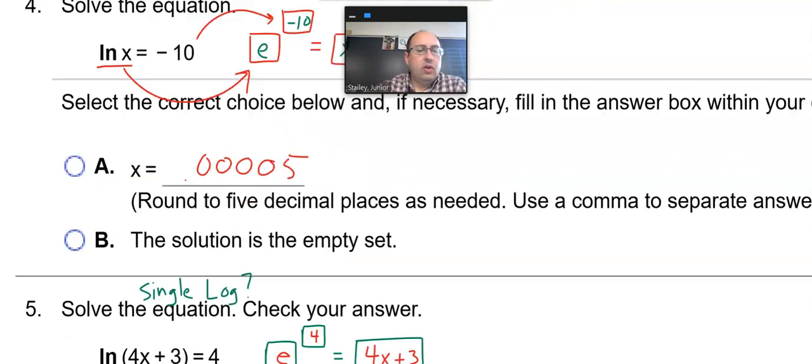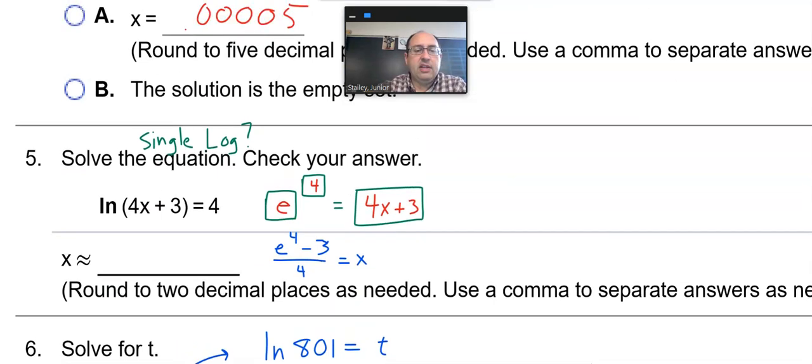Definitely. Okay, question 5. Is it a single log? Yes, it is. How about that? So now we can change it into its exponential form. The base is e. The exponent is 4. What's it equal to? 4x plus 3. Now, e to the 4th is a nasty number. But in order to get x by itself, we're going to need to do 2 things. Subtract 3, then divide by 4.